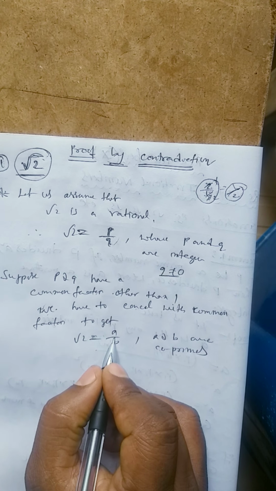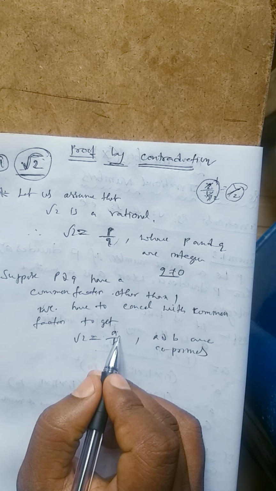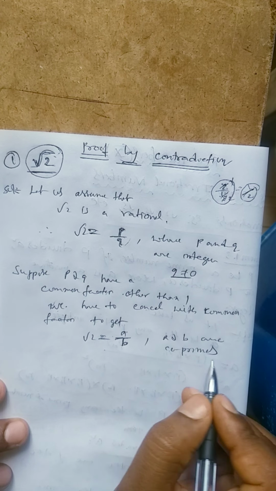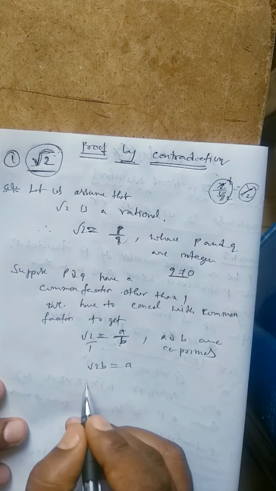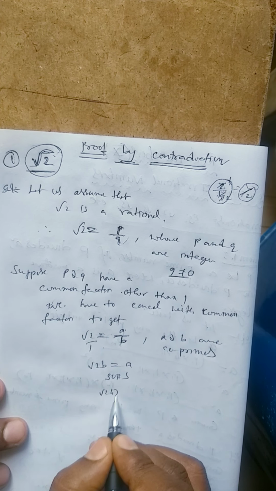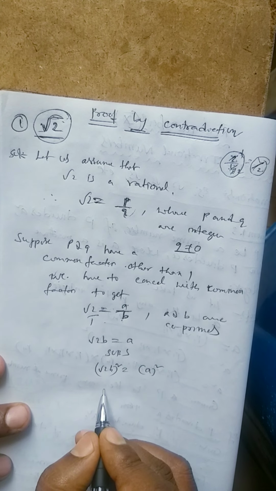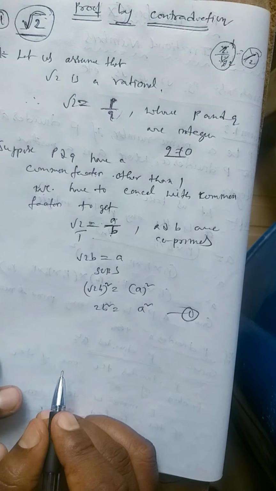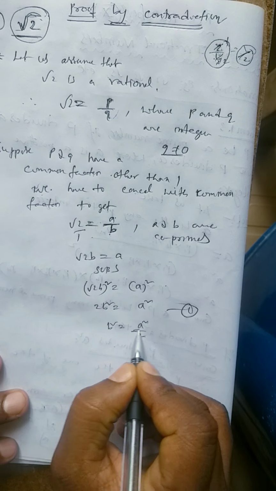Here a and b are in the simplest form. They cannot be cancelled again, since they are already in the simplest form. Now see that a and b are co-primes. Now let us take root 2 into b: root 2 b equal to a. Squaring on both sides, root 2 b whole square equal to a square. Now 2b square equal to a square. Call this equation 1. Now b square equal to a square by 2.